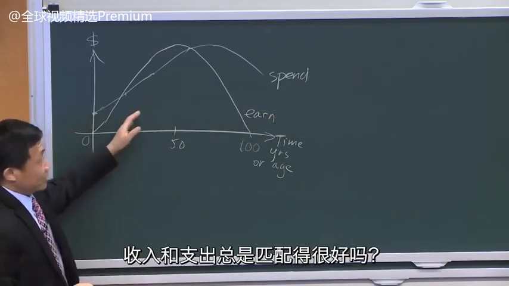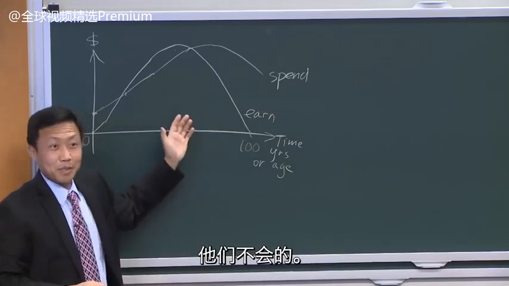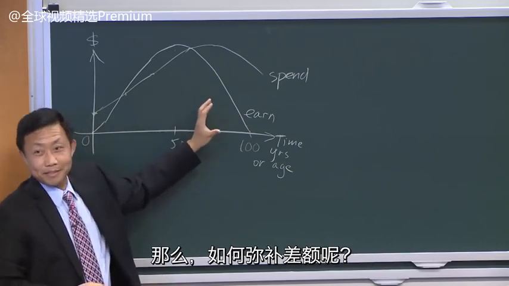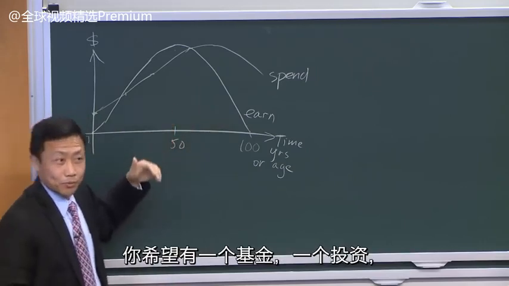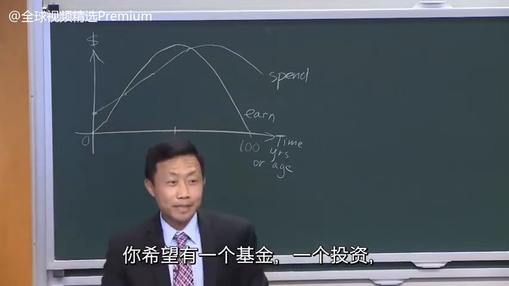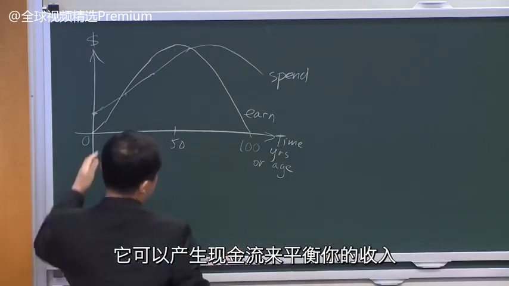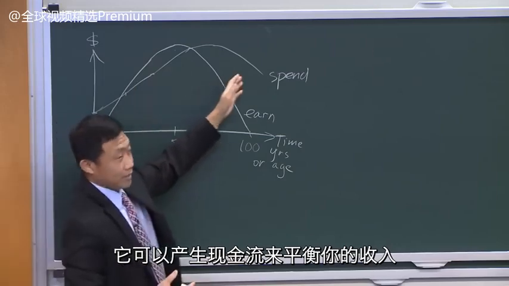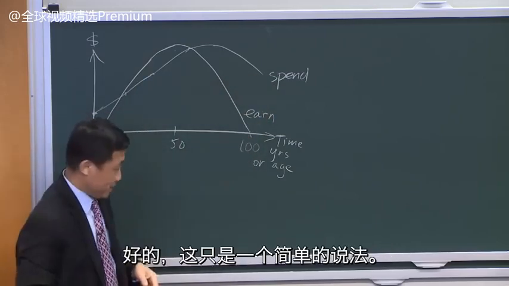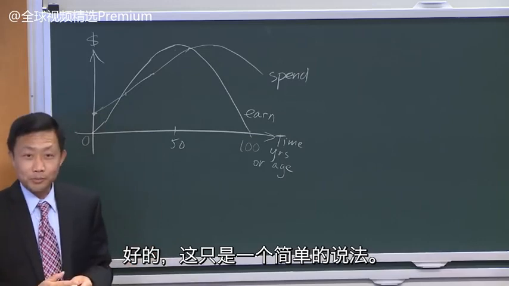And do they always match well? They don't. So how do you make up the difference, right? You hope to have a fund, have an investment on the side, which can generate those cash flows to balance your earning versus your spending. Okay, so that's only one simple way to put it.